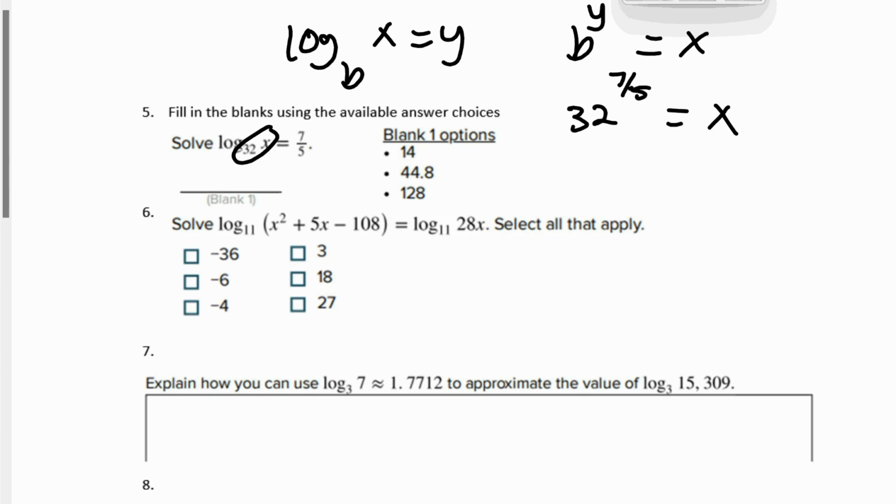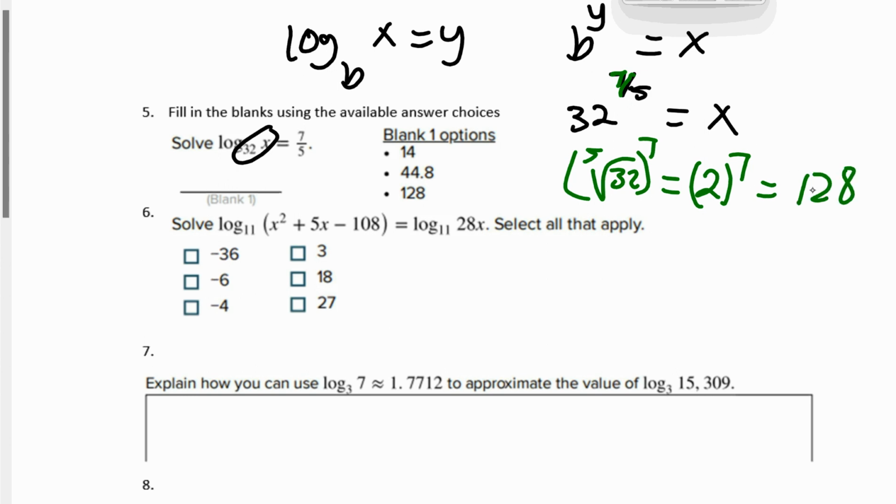Okay, so now I can just answer this. Remember, any fraction as an exponent is a root. The bottom is the type of root, so this is the 5th root of 32, or what times itself 5 times is 32, that'd be 2. And then the exponent, the numerator, is still an exponent, so it stays as the power. So 2 to the 7th is 128. So you just rewrite it, and then you can do fractional exponents. The bottom is the type of root, what times itself that many times, and the numerator is still the power.